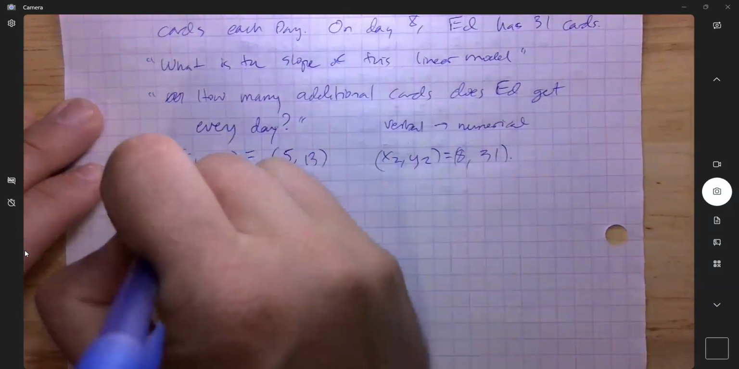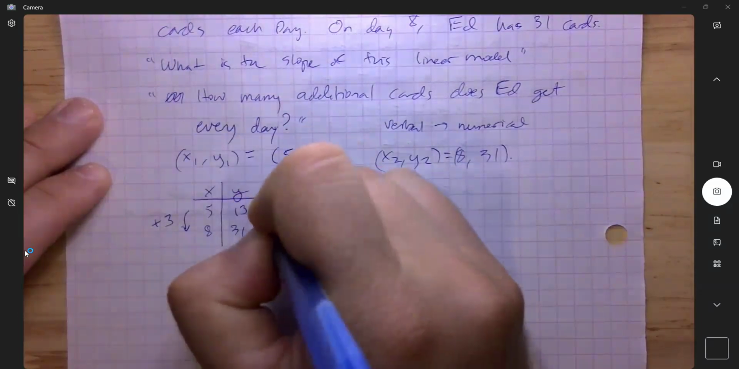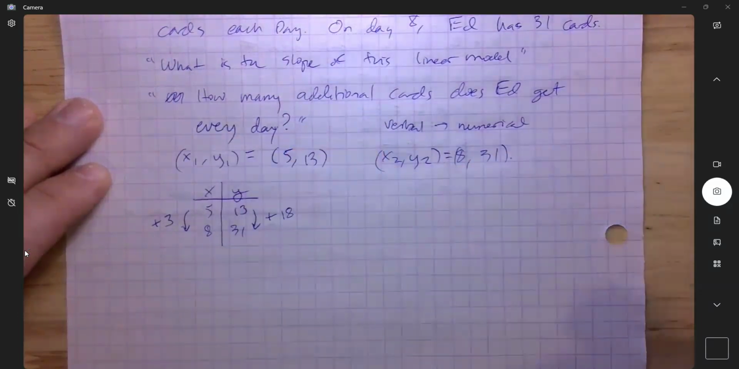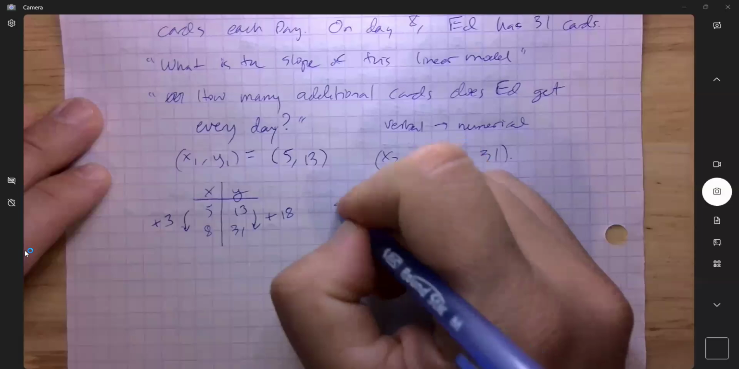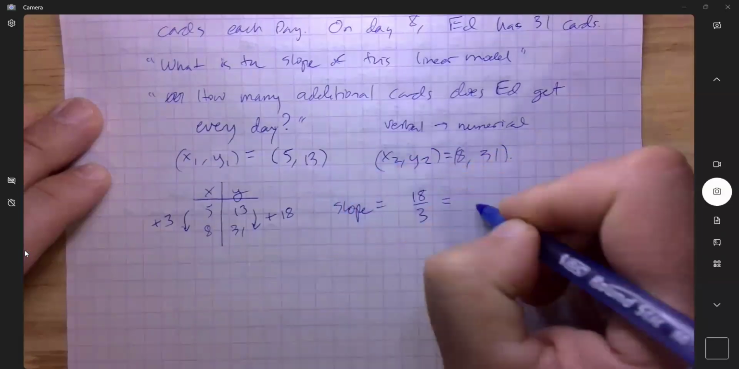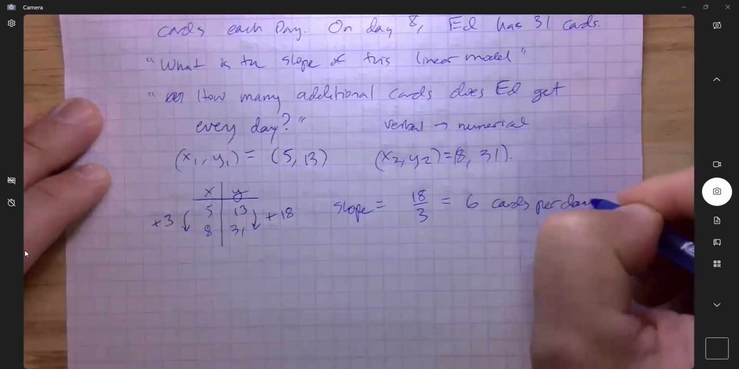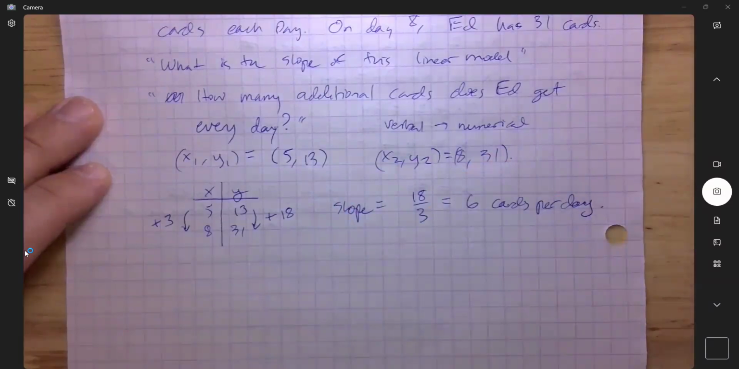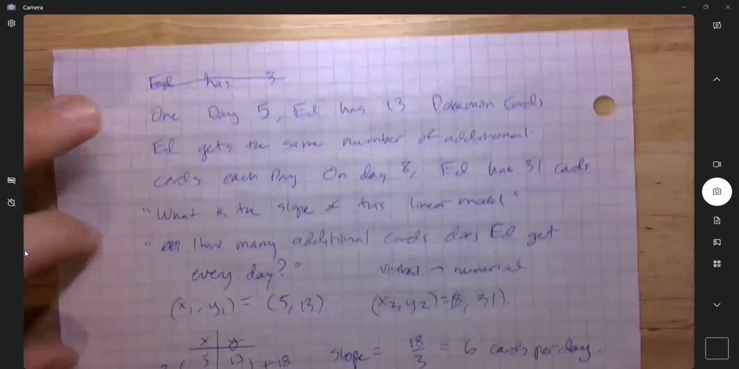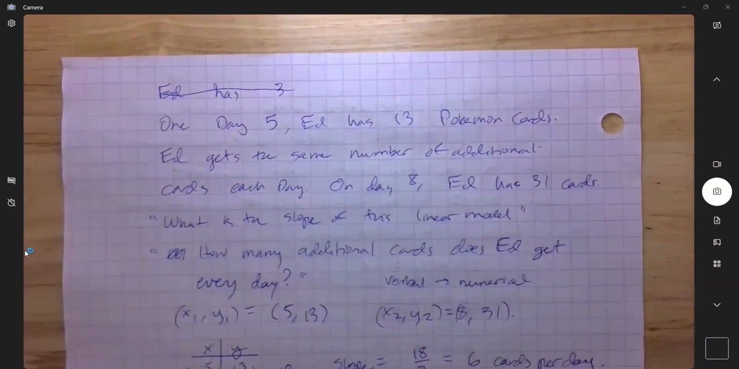So to get from 5 to 8, we add 3 to x, and to get from 13 to 31, we add 18 to y. So our slope is 18 over 3, and this fraction reduces to 6 cards per day. There we go. That's how you can find the slope from a verbal representation. You change it into a different representation, and I find the easiest one to be the numerical representation.